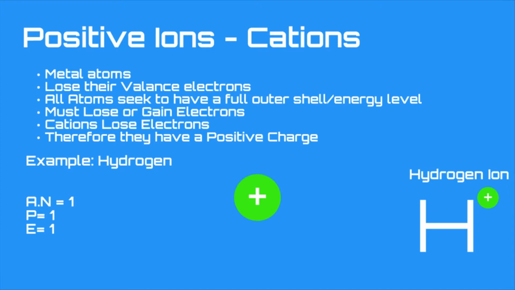A funny way to remember which one is which, positive ions are known as cations because cats are nice to some people. Not if you're a dog person, but if you're a cat person, that might help you remember it.